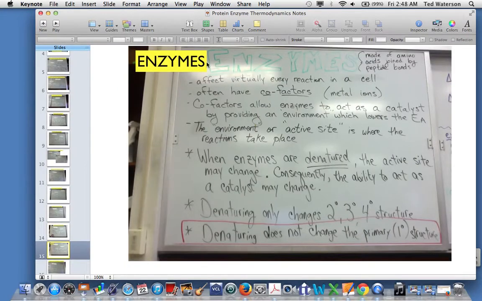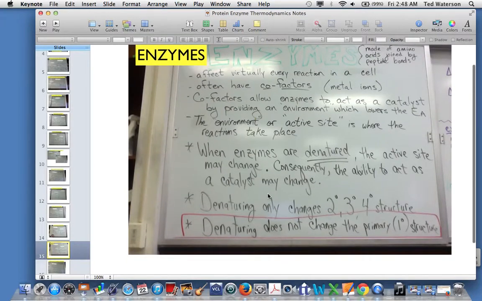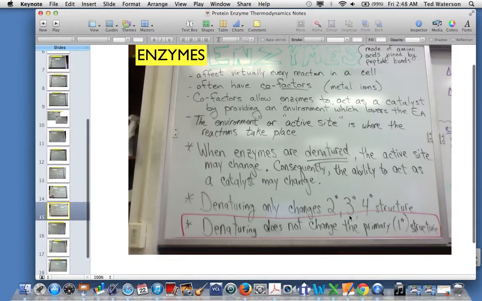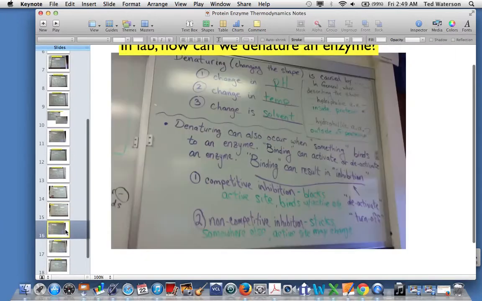Okay, enzymes, yes, they really affect everything. Remember that cofactors are metals. That is really why they can act as a catalyst quite often, or oftentimes that is where an active site may be. I love to think of enzymes as they provide an environment so that reactions can happen. But if the enzyme is denatured, they don't provide the same kind of environment, and it may not function as well. Once again, keep in mind, denaturing only affects second, third, and fourth degree structure, not the amino acid sequence.